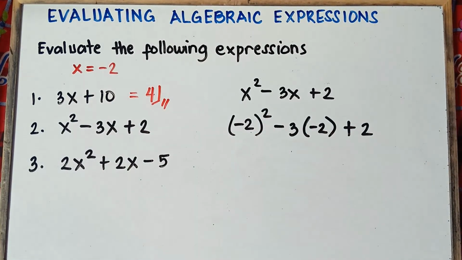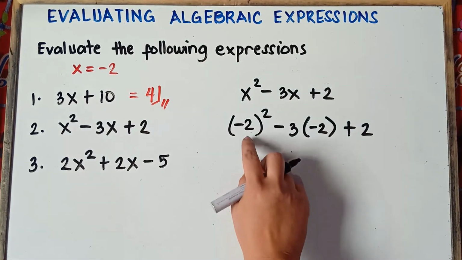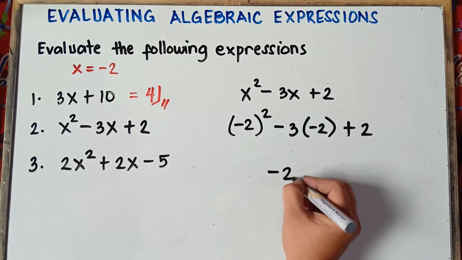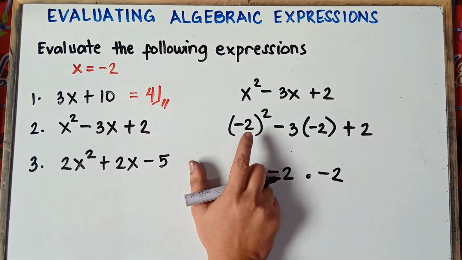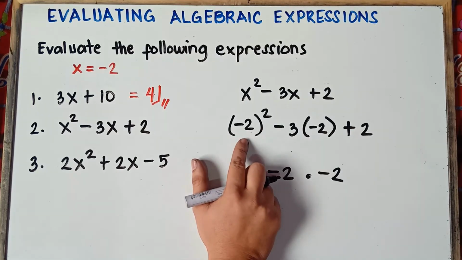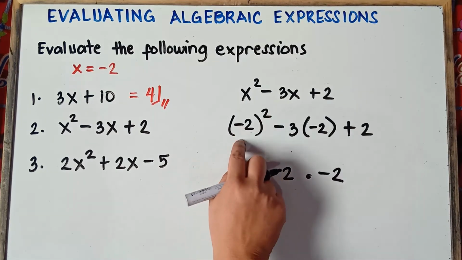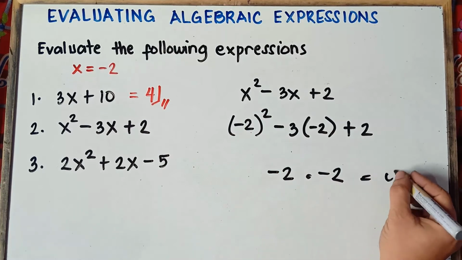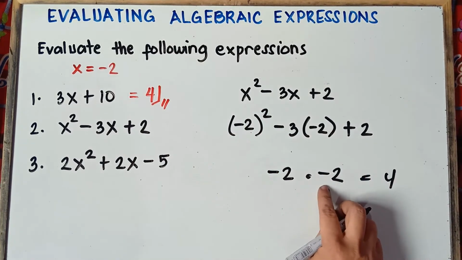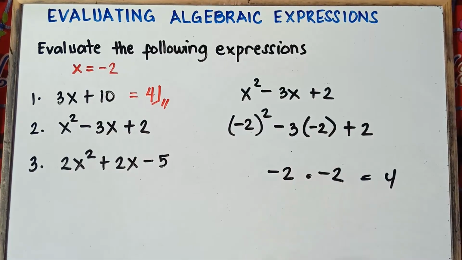Alright, and then negative 2 squared. What's the answer, class? That's correct. It should be positive 4. Question, why is that, sir? Negative 2 squared means negative 2 times negative 2. You multiply negative 2 by itself twice. Negative 2 times negative 2, that would be positive 4. Negative times negative is positive. 2 times 2 is 4. So this will be positive 4.